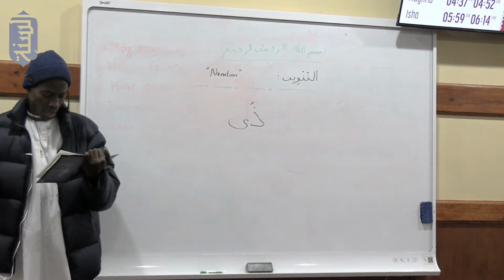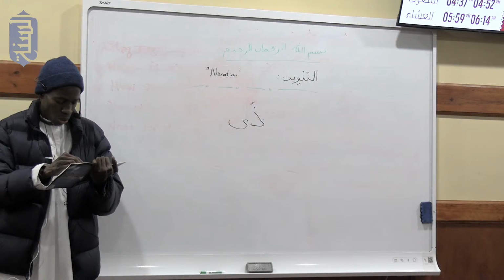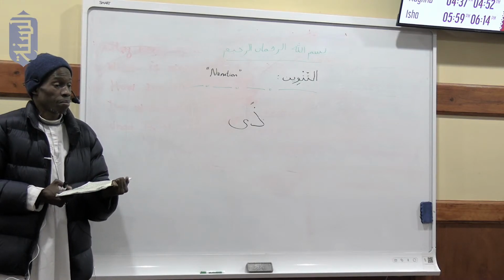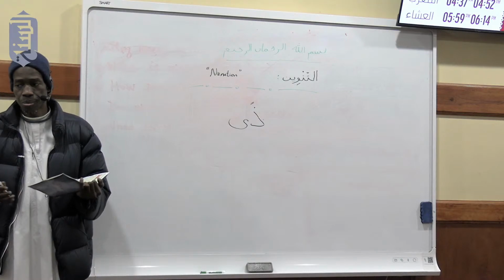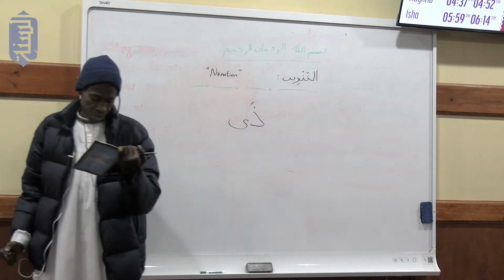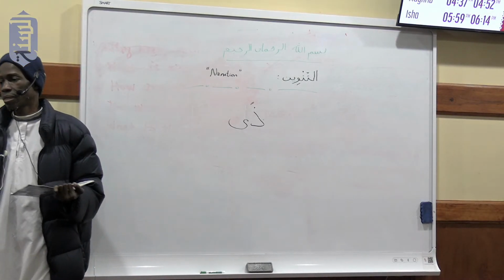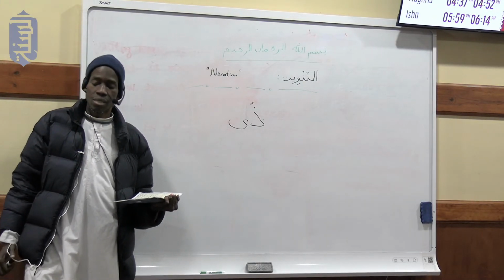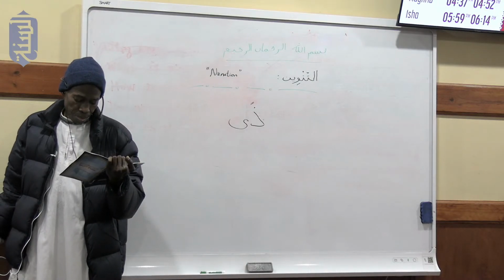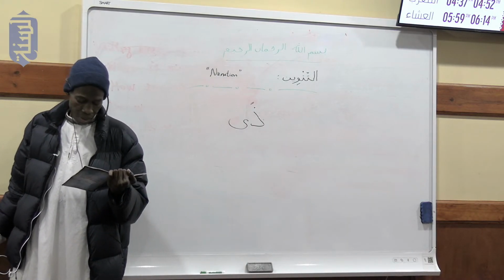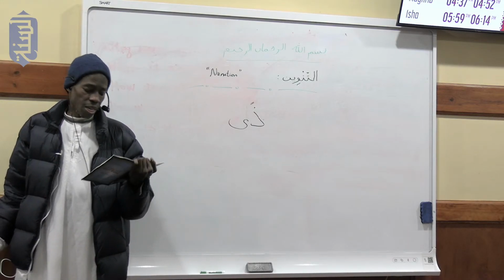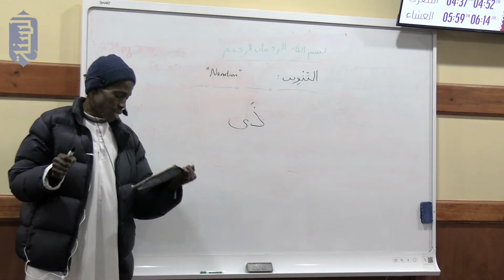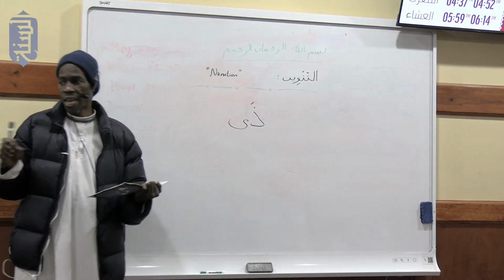I will ask anyone to help me with line number 4, the first three boxes. Who wants to help me with that? Anyone? Go ahead, sir. No, fathatan. It starts with fathatan. San. Next one. Yes. Good. Sin fathatan san. Sin kasratan sin. Sin dhammatan sun. San sin sun.